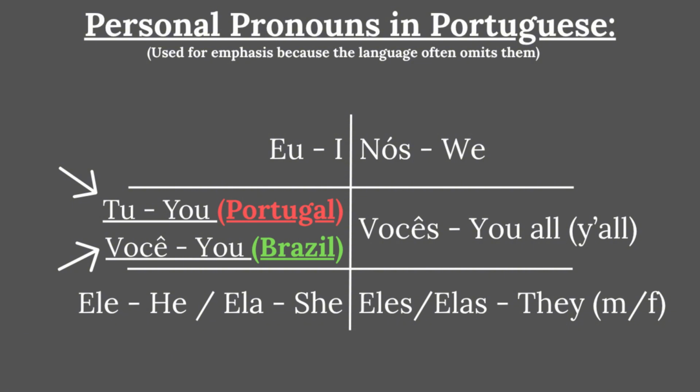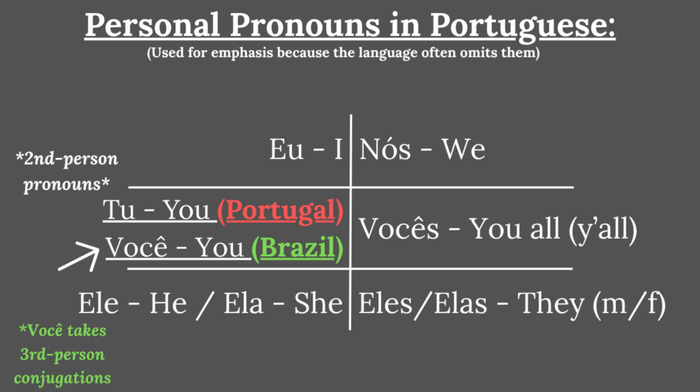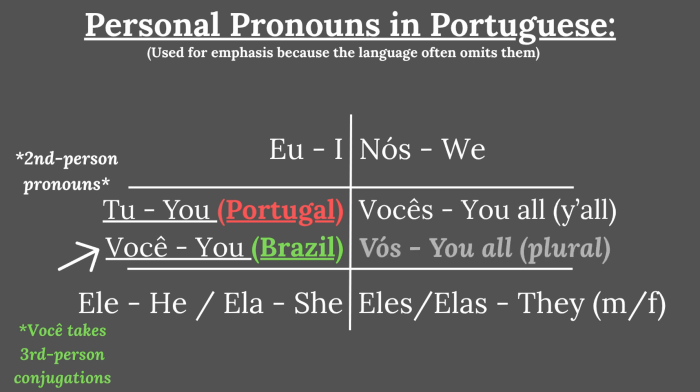This difference matters because tu and você are second-person pronouns, but você takes third-person conjugations, despite being second-person. As an additional note, it's worth pointing out that Portuguese also has the pronoun vós, which means you all. However, vós strictly functions as a second-person plural subject that has its own conjugations. While it's common historically, vós is considered archaic and is mainly replaced by vocês in everyday speech.